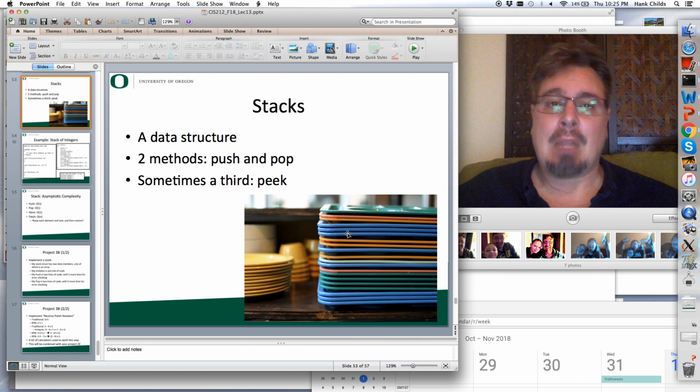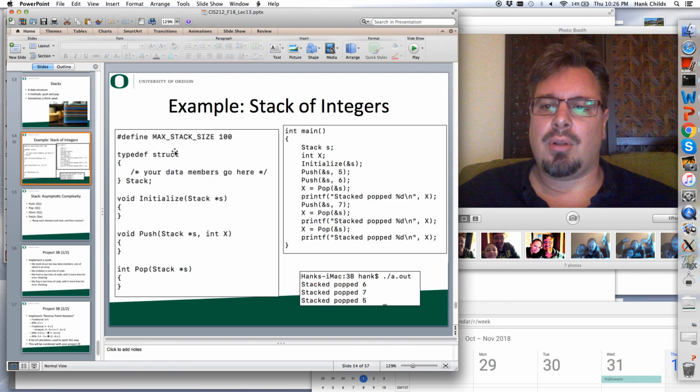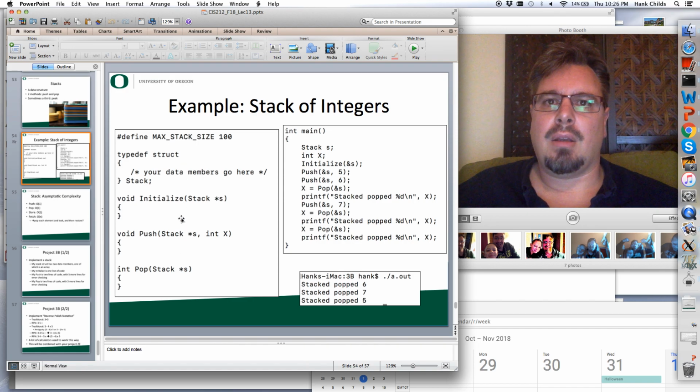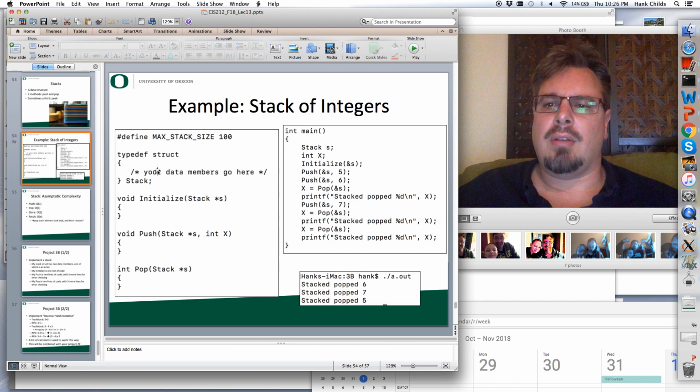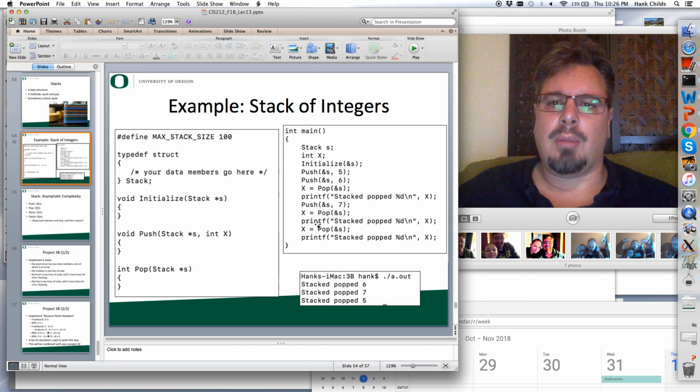Stacks are one of the simpler data structures. They don't always have great properties, but there are things they do really well. So here's an example of a stack of integers, and this is code for you to implement. Again, it's going to look a lot like the fetch store array that we looked at in today's class. Each of these is only a few lines of code to implement. What are the data members? How do you initialize it? How to push and how to pop. Here's an example of using it.